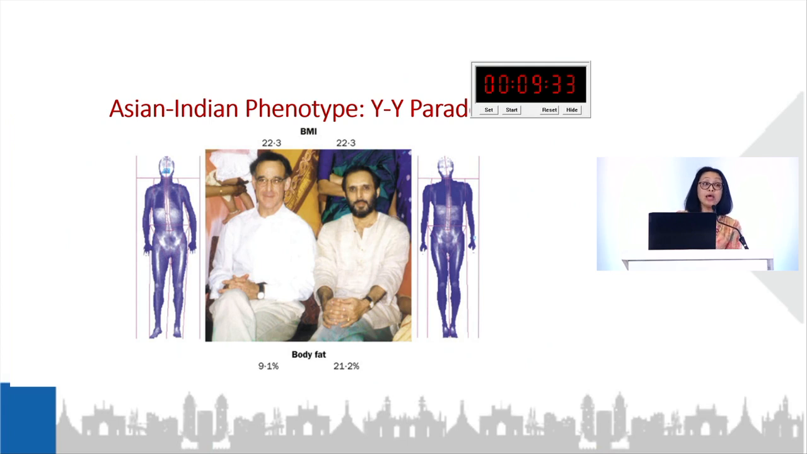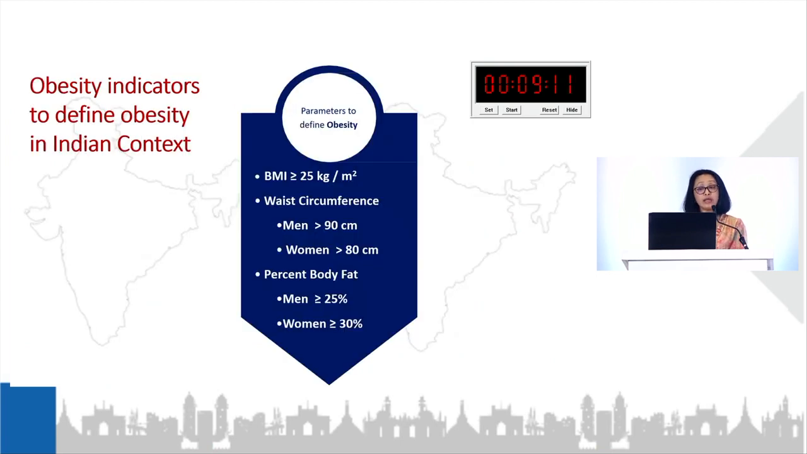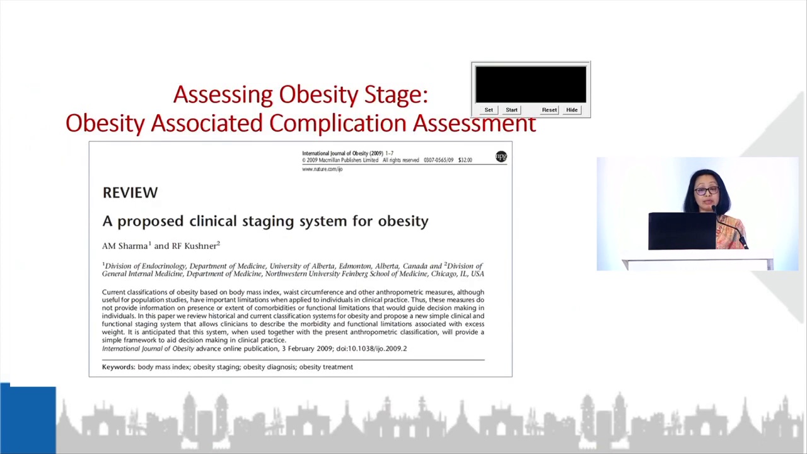This is because we have a higher body fat percentage compared to a Caucasian. We know about the Lancet paper on the famous YY paradox, where despite the fact that these two physicians, Dr. Yagnik and Dr. Yudnik, had the same BMI, Dr. Yagnik, who is an Indian, had a percentage body fat which was 2.5 times that of Dr. Yudnik. Therefore, the obesity indicators in India are a BMI of more than or equal to 25 kg per meter square, a waist circumference of more than 90 centimeters in men and more than 80 centimeters in women, and if DEXA is available, then we may go in for a percentage body fat determination.